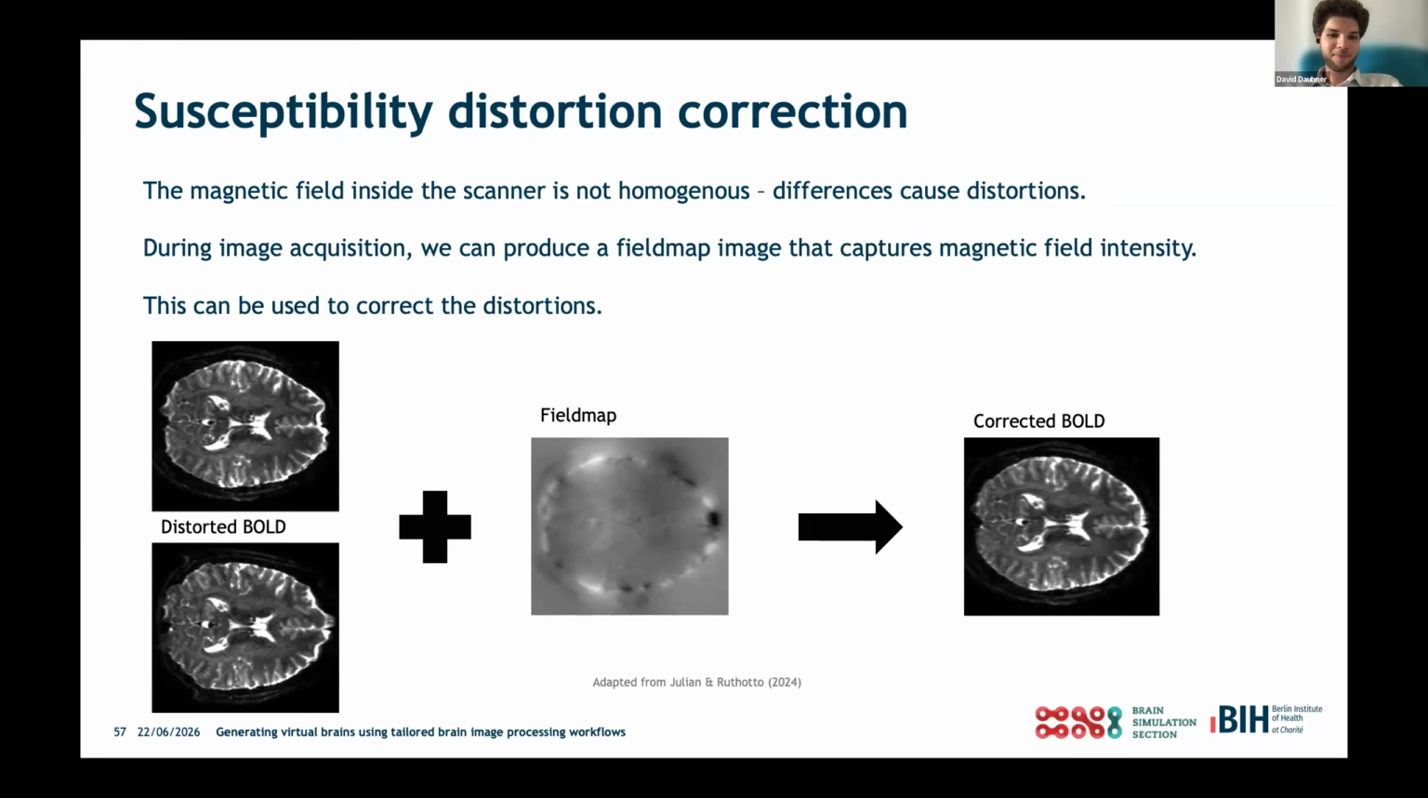And in the center, you can see the picture of an inhomogeneous magnetic field that causes the distortions. And an image like this that captures the intensity of the magnetic field is called a field map and can be produced during image acquisition and later used to correct for the distortions, as you can see in the corrected brain on the right.